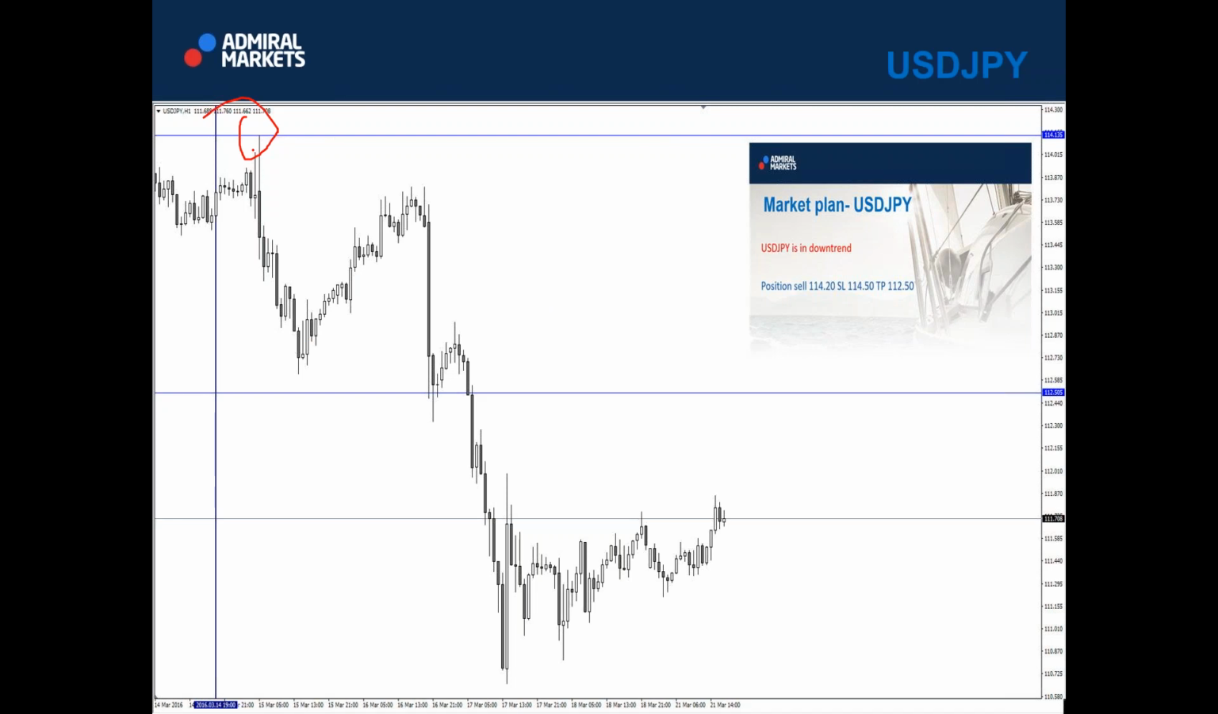You can scale out and put the rest to break even. Another way is to actually close all your trades once you are in good profit, because I know that some traders take additional risk and they are happy with only 20 pips of profit. Okay?